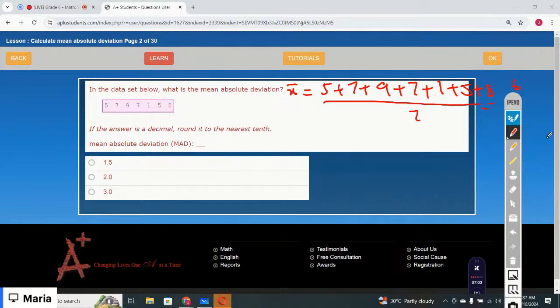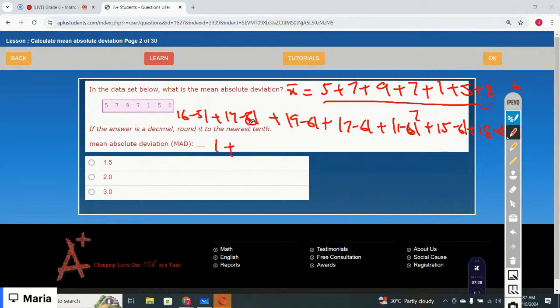Now subtract each data value from this mean, right? Start with the 5. You have to do 6 minus 5, 7 minus 6, 9 minus 6, 7 minus 6, 1 minus 6, 5 minus 6, and 8 minus 6. So 6 minus 5 is 1, 7 minus 6 is 1, because you have to calculate the absolute values, they all are positive.